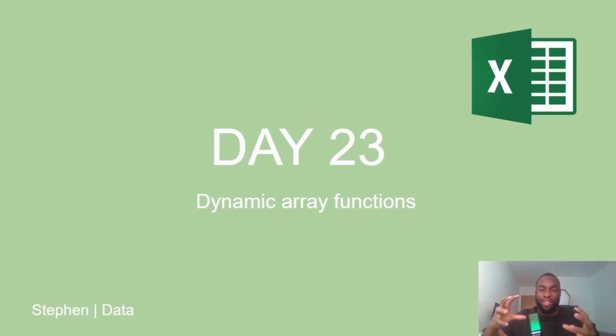So a dynamic array function resizes your data automatically as your data grows. And they also spill results into the cells nearby them. So you don't actually need to drag down your formulas anymore. But I'm going to show you some examples so that you can see how it actually works.